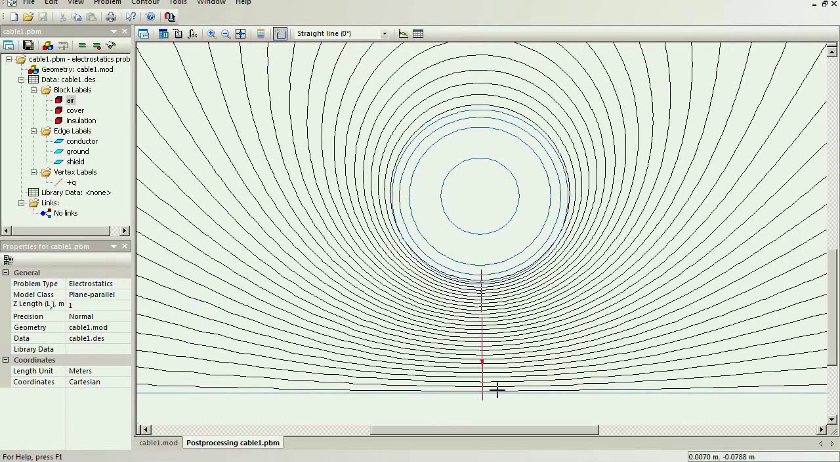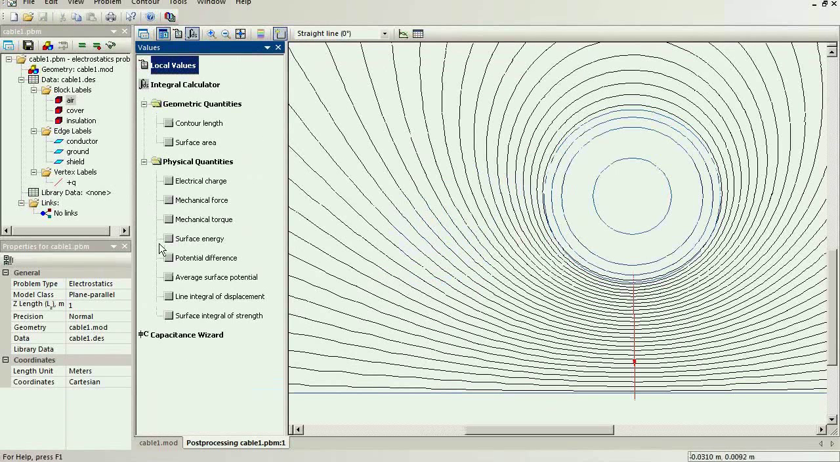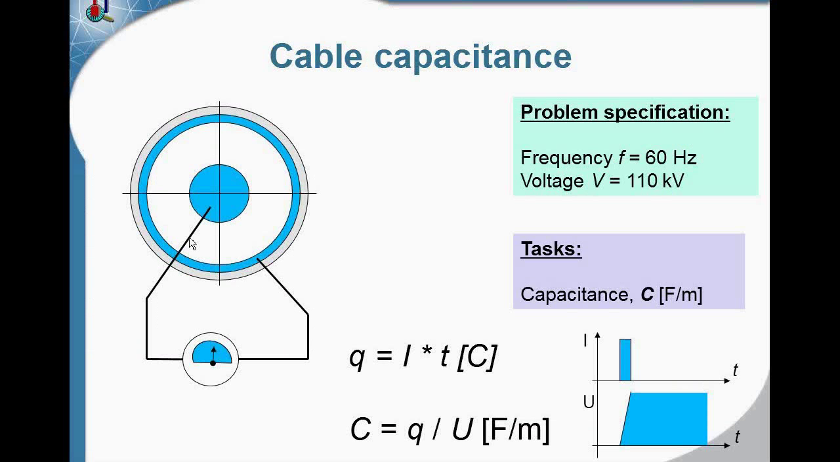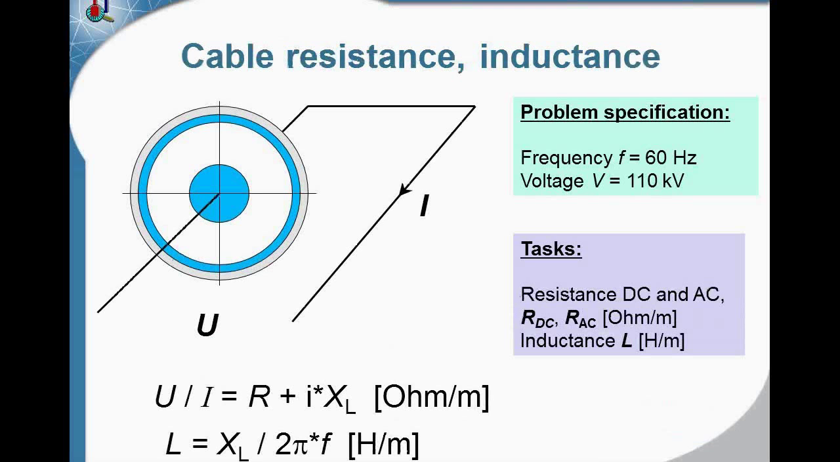Here is the electric field distribution of the cable above the Earth's surface, and I can measure the potential difference between the Earth's surface and the cable shielding. So with QuickField you can repeat the real measurement, the real experiment, connecting the terminals to different conductors and measuring the potential difference.